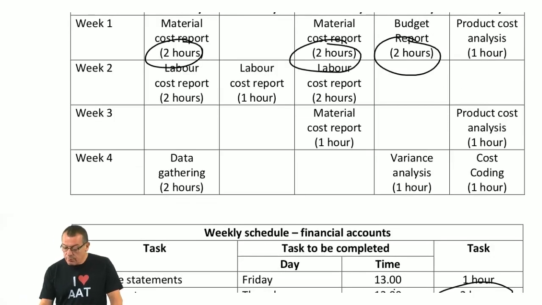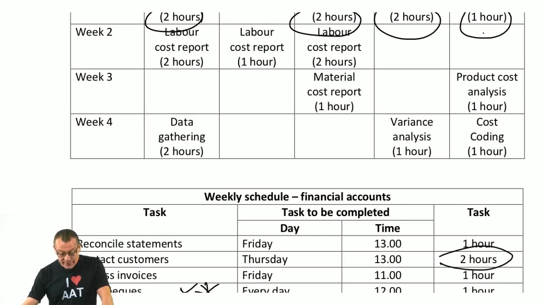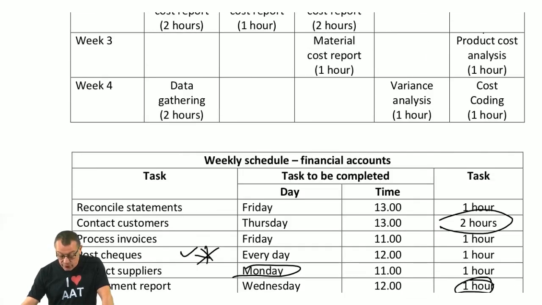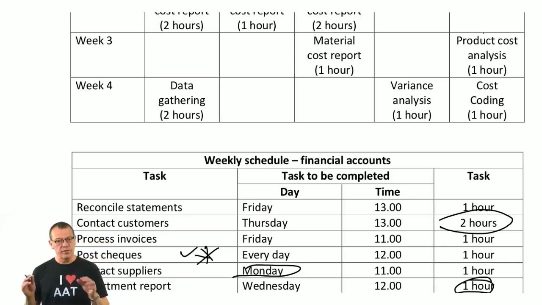Friday, product cost analysis, 1 hour. What else do we have to do on a Friday? Well, we have the 1 hour for reconciling statements. We have 1 hour for processing invoices. That's 1, 2, 3. 1 hour for the checks every day. So we've got 4. So that comes to 4. So at the moment, Thursday's the busiest with 5.